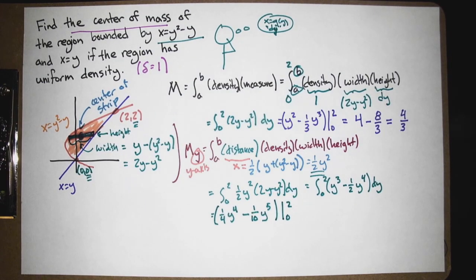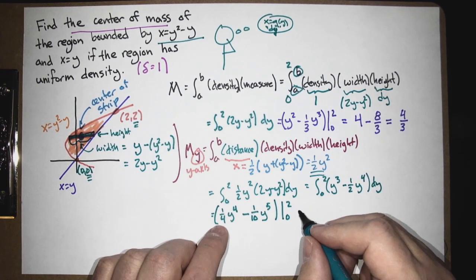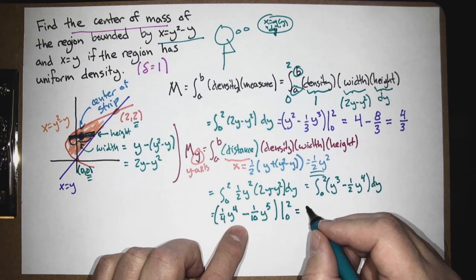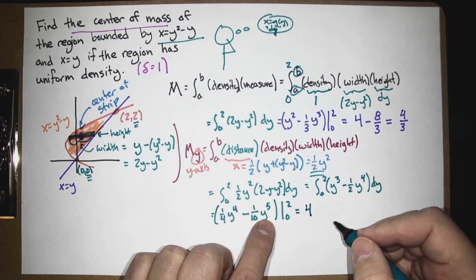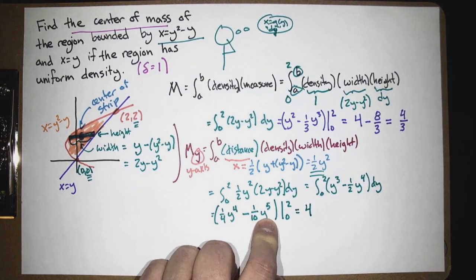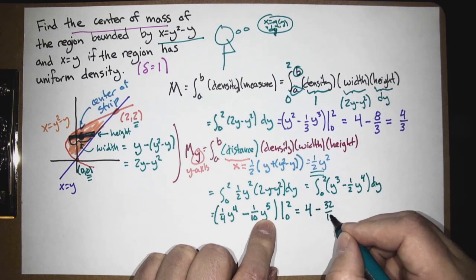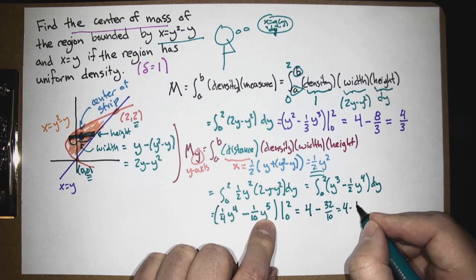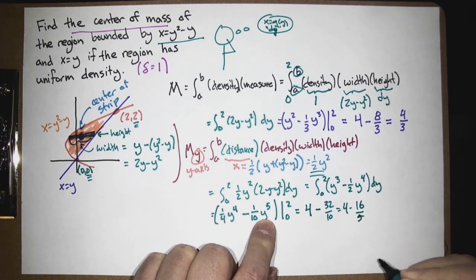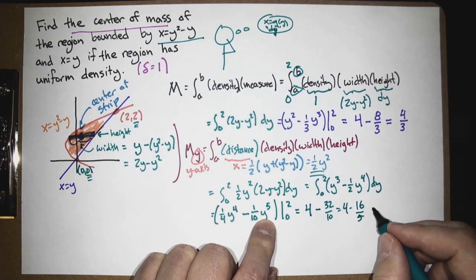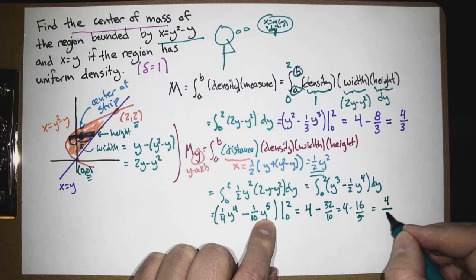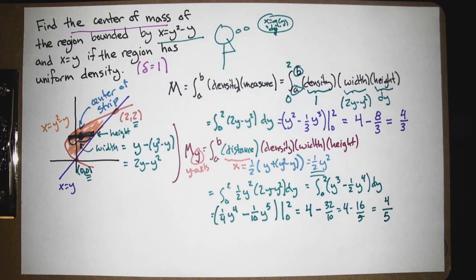Plug in 0, we still get 0. Woohoo! 0. Nice. Plug in 2. 2 to the 4th? 16. 16 divided by 4? 4. 2 to the 5th? 32. 32 divided by 10? Yeah, you can write that 16 over 5. And then 4 is 20 over 5 minus 16 over 5 gives you 4 over 5. All right.